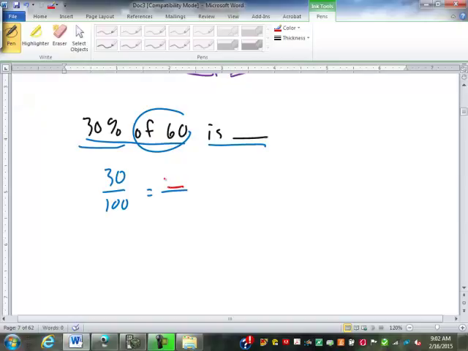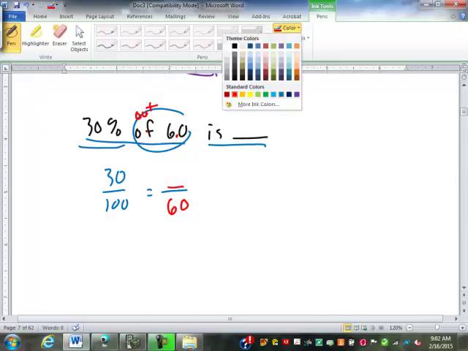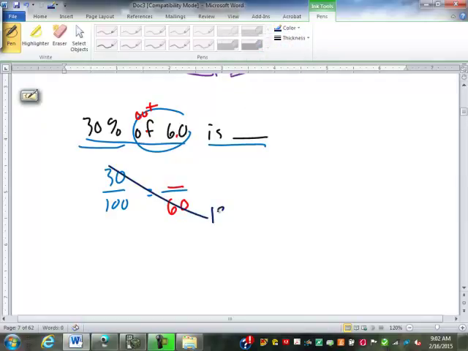Now, another thing we can do is anytime we see the "of," think of it as "out of." 30% out of 60 implies the 60 has to go on bottom. So now we can cross multiply and divide. 30 times 60 is 1,800, and then divided by 100 is 18. What do you think? Not so bad?